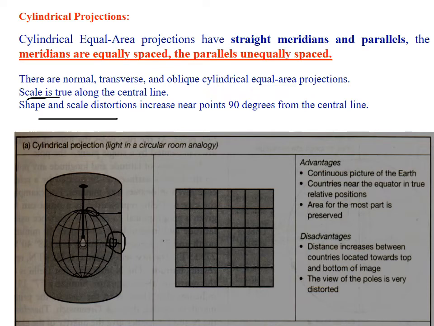The advantage of cylindrical projections is that you get a continuous picture of the earth. That means the entire earth is covered, and for countries near the equator, you get the true relative positions, as I mentioned earlier. And area for the most part is preserved here. The disadvantage of this kind of projection is that the distance increases between the countries located towards the top and bottom of the image. The view of the poles is very distorted. You don't get a clear view of objects in this area, so you get a distorted view in both the polar regions.